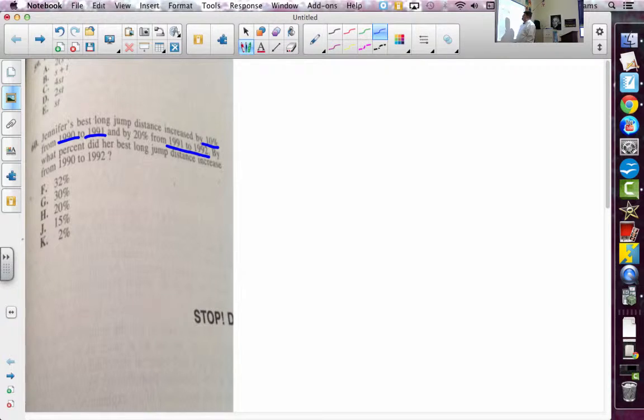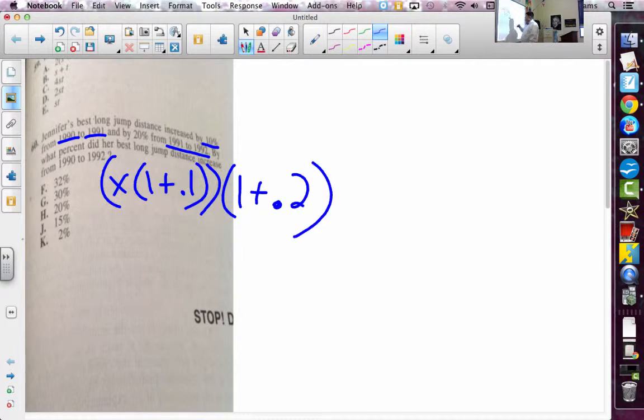Well, we're not sure what she had the first year, so we'll call it X. But whatever it was increased. In other words, it was increased by 10% or 0.1. So that's the first year. And then whatever that was, on the following year was increased by 20% or 0.2. So you got one of those deals.